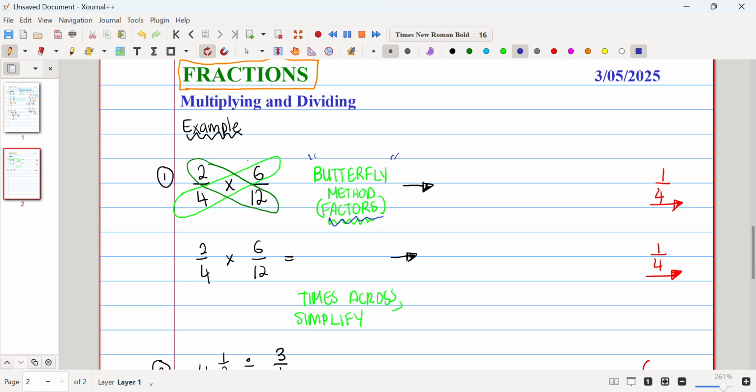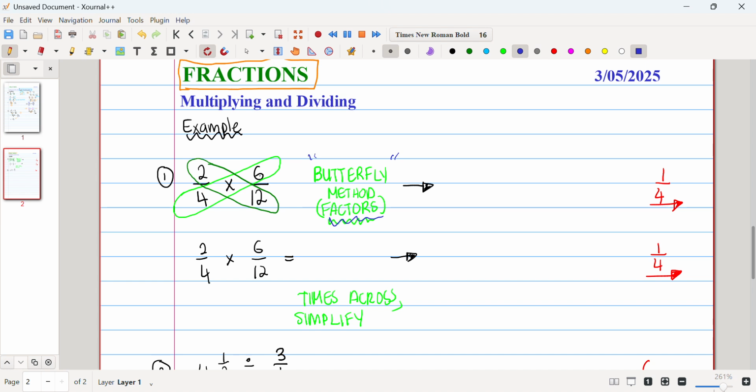That's why I drew the different colors over here across the multiply sign. So not horizontal, but diagonally across. You will ask yourself, is there a highest common factor between these two numbers that go across diagonally and those two numbers that go across diagonally? So let's actually do it.